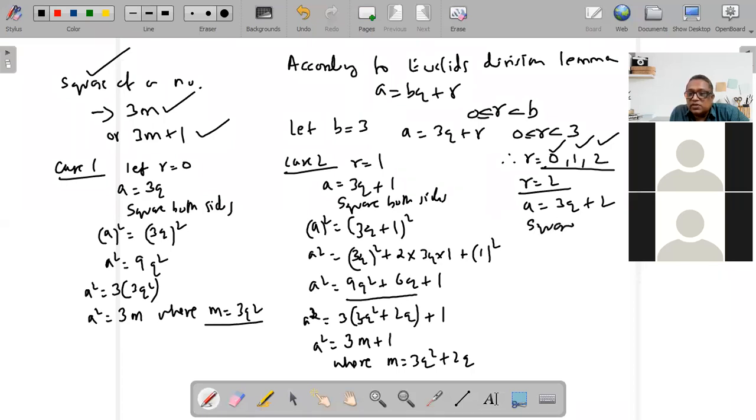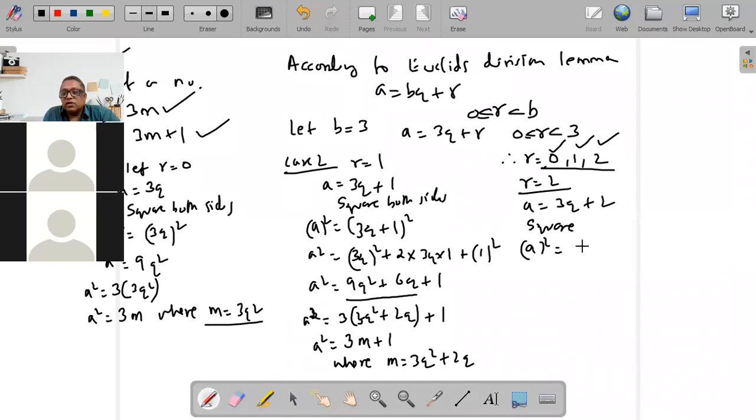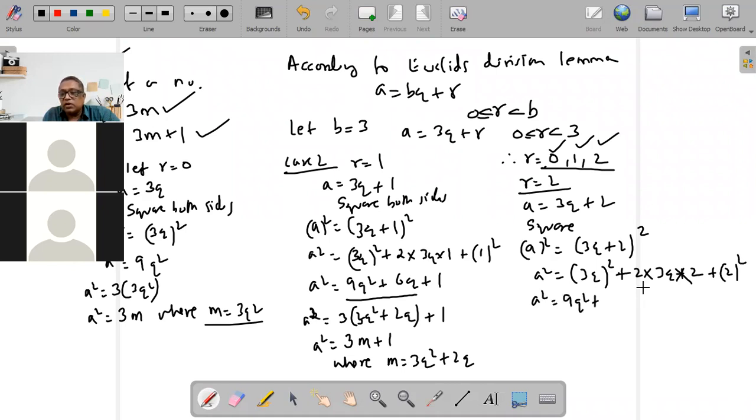So again, I'm going to square this. So I'm going to get a square equal to 3q plus 2 whole square, right? Now again, this is identity, a plus b whole square. So this is going to give you 9q square plus 12q plus 4. So a square plus 2ab plus b square. So this is going to be 9q square, 3 sixes are 12q, and 2 square is 4. A square is 9q square plus 12q plus 4.